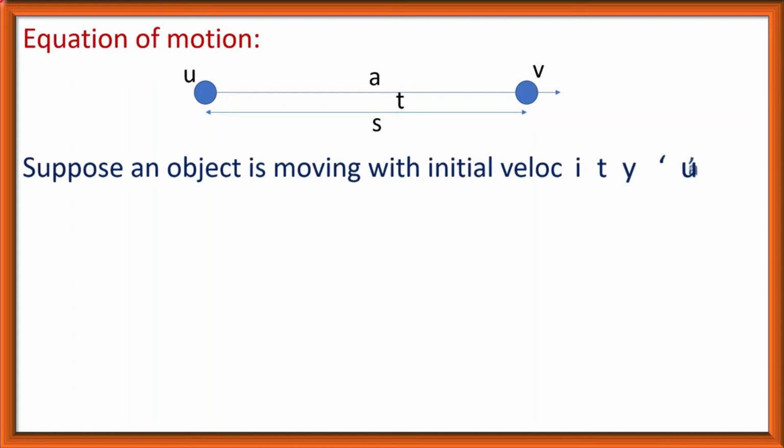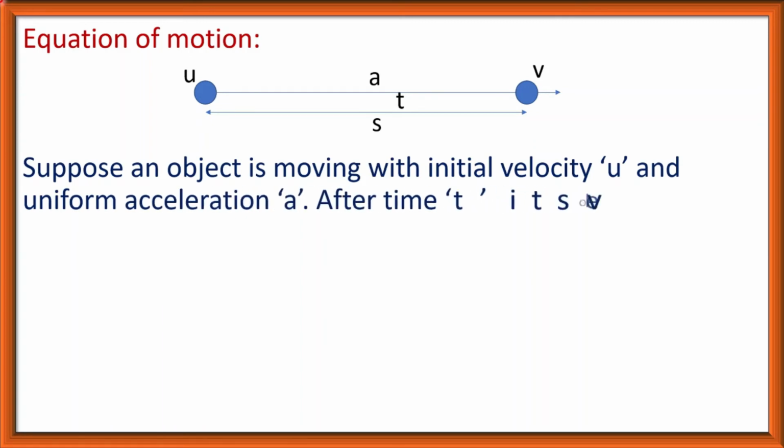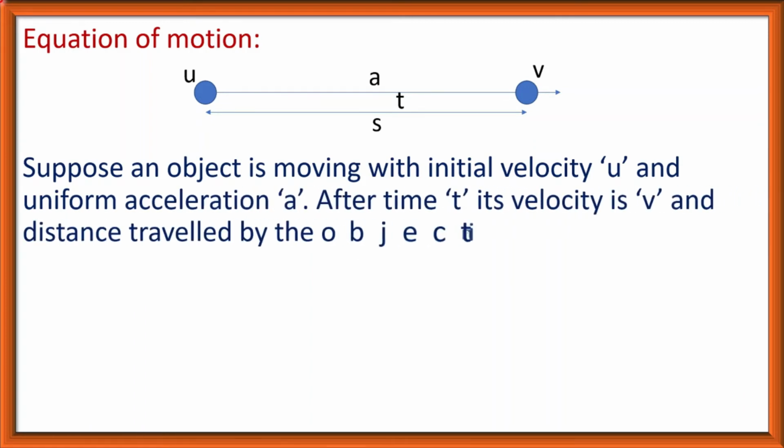Suppose an object is moving with initial velocity u and uniform acceleration a. After time t, its velocity is v and the distance traveled by the object in this time is s. Here, the initial velocity of the object is u, that is, the object starts to move with this velocity u, and its final velocity is v, and the object is moving with uniform acceleration.